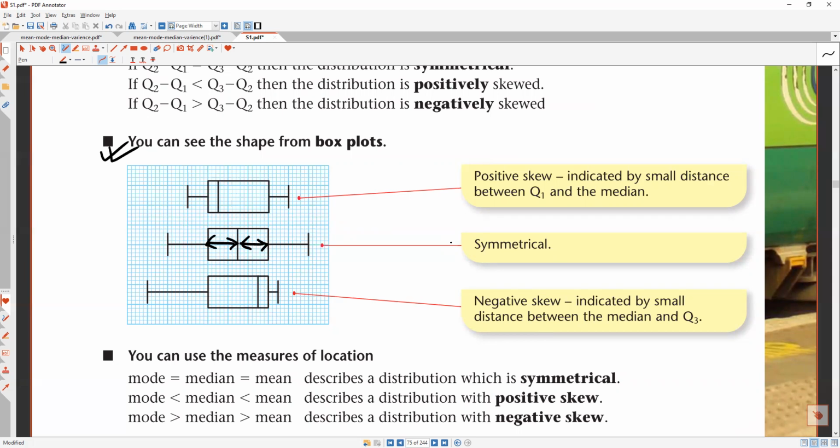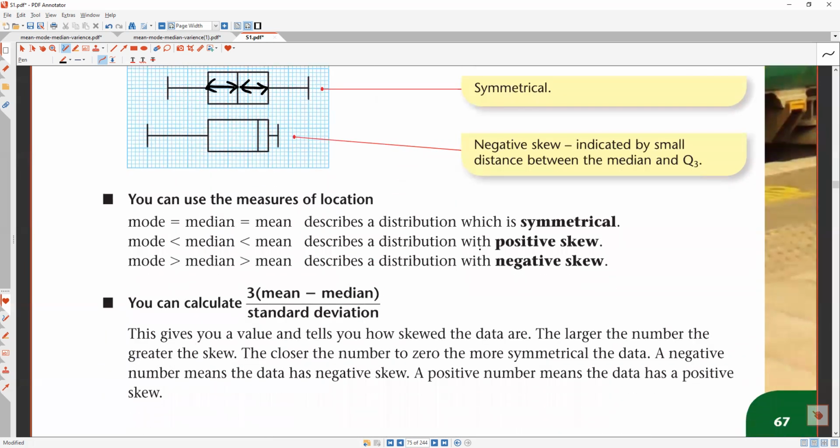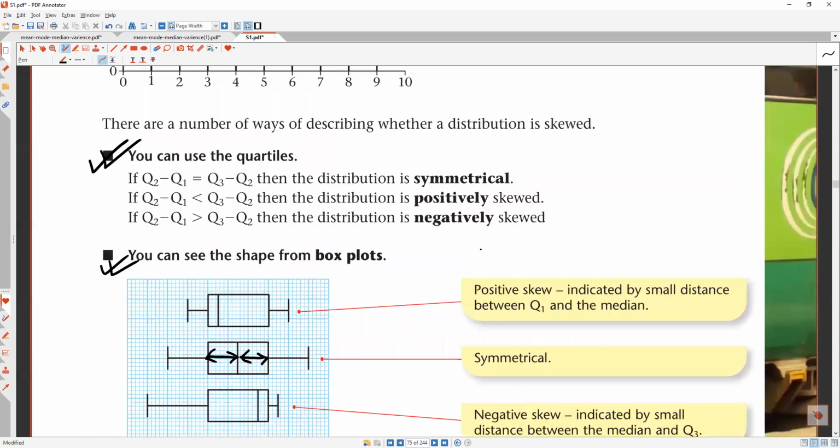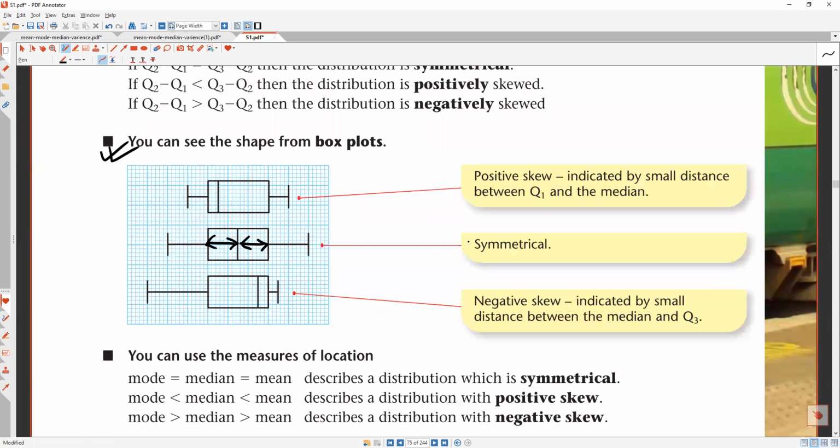ওকে, এখানে দেখো তোমরা আরেকটা, যদি mean mode median same থাকে symmetrical, but if the mode is less than median and median is less than mean, it is positive skew. এগুলো তোমাদেরকে মুখস্থ করতে হবে. If mode is more than median and median is more than mean, it is a negative skew. Again I'm saying, you have to memorize all this. Again this skewness. ঠিক আছে?